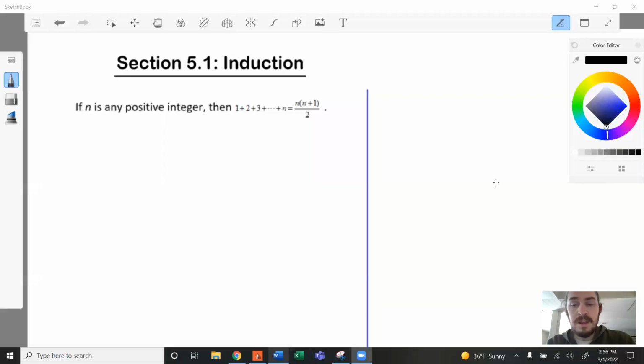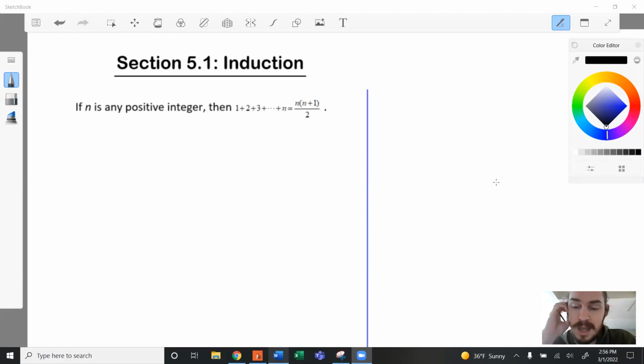All right, discrete mathematics. This video is an introduction to section 5.1, which is about mathematical induction. Mathematical induction is a proof strategy that is used to prove a particular type of claim, namely claims that something is true about all natural numbers, or about all positive integers, or some other set of elements kind of similar to those.